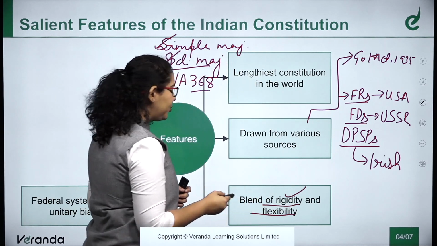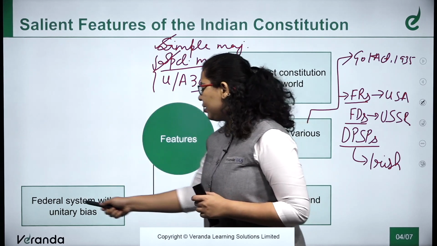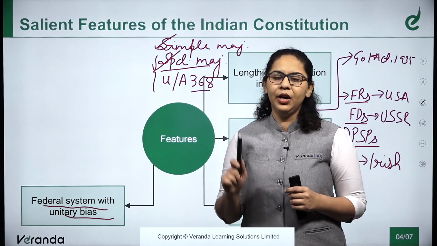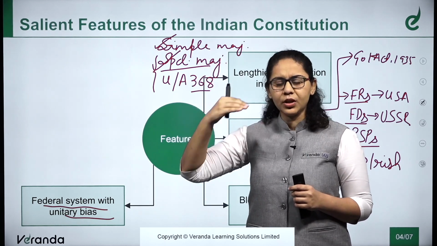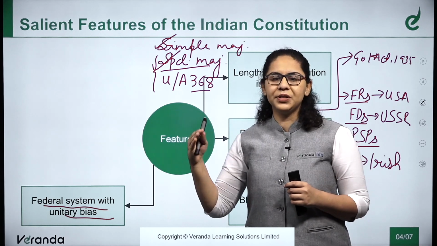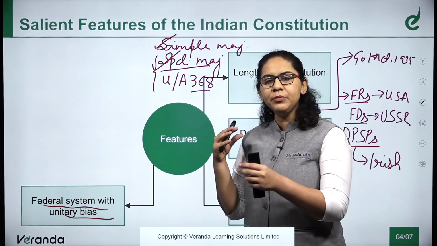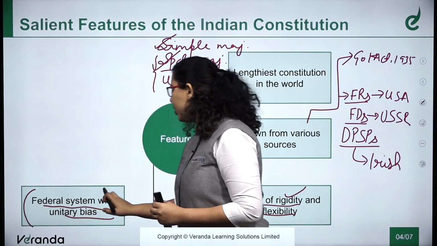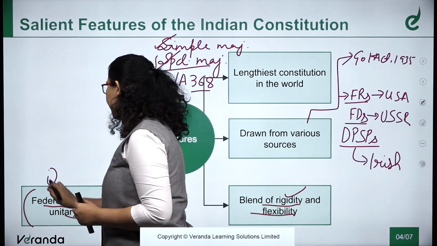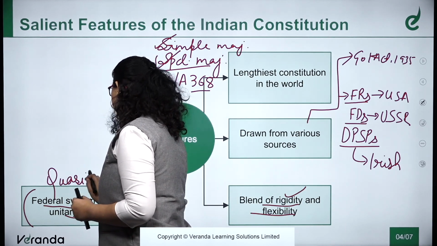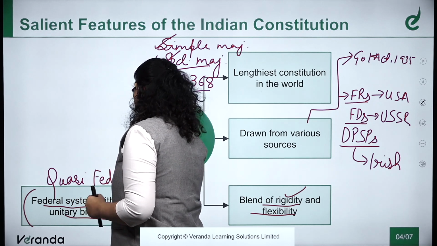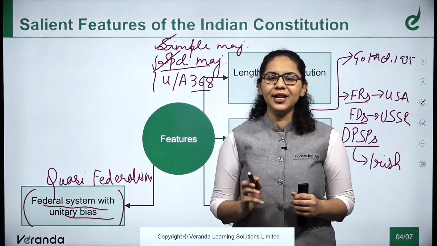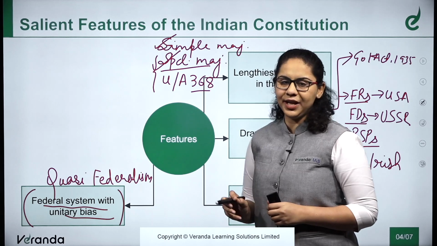Next is, Indian constitution is a federal system with unitary bias. In our previous session also I told you that we have federalism in India. We have a center from which the states derive powers. But after that also we have some unitary tilt, unitary bias. And this system, federal system with unitary bias, is known as quasi-federalism. Or else we can say that the Indian constitution is federal in nature but unitary in spirit.